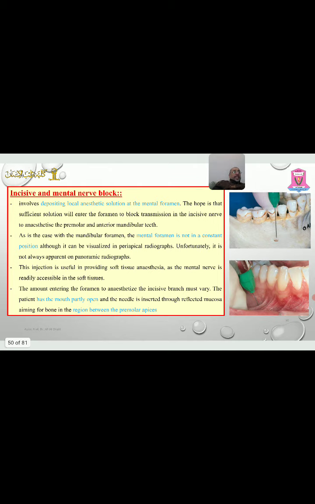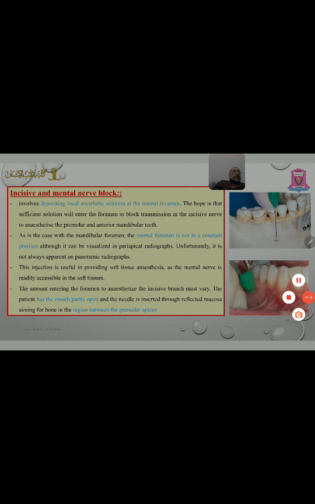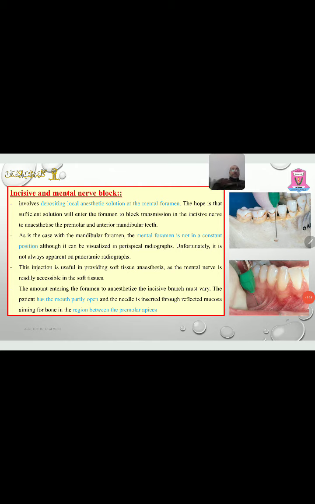It is also possible to give other supplemental anesthesia such as the incisive and mental nerve block. It involves depositing local anesthetic solution at the mental foramen. The hope is that sufficient solution will enter the foramen to block transmission in the incisive nerve, to anesthetize the premolar teeth and anterior mandibular teeth.